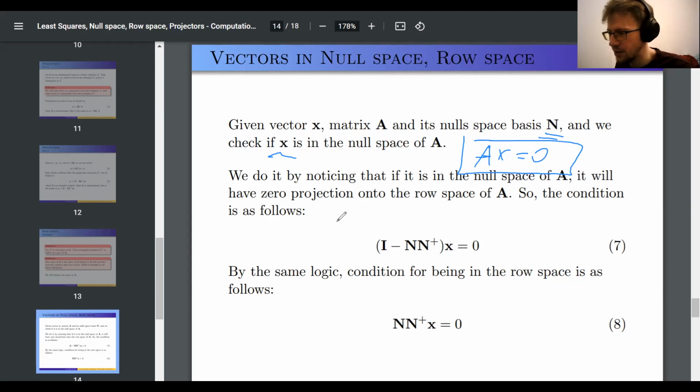So what does it mean? Well, what is the projection of the rows? Row space is the orthogonal complement of null space. So the projector onto the row space is given as this guy, right? This is a projector onto the row space. So we multiply it by X, and we make sure that this is equal to 0. That is the way to check it. Of course, again, much simpler to just check this condition, but we could check it this way as well.